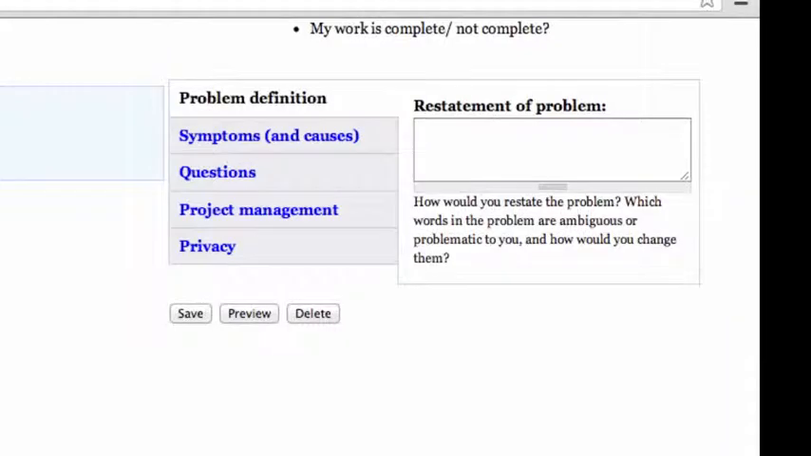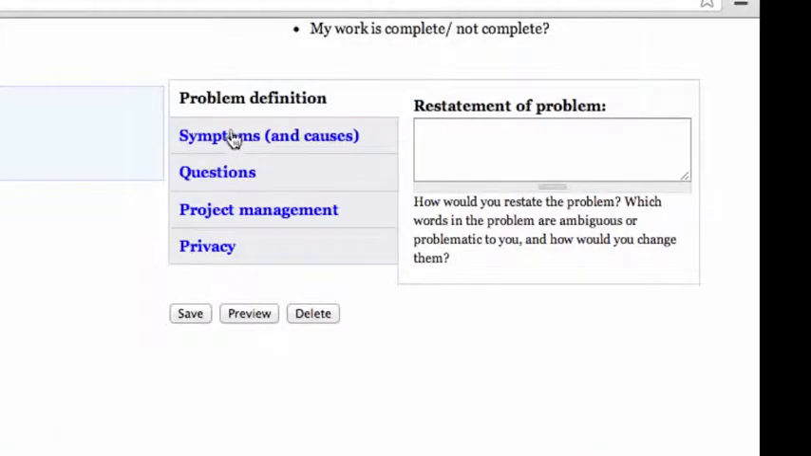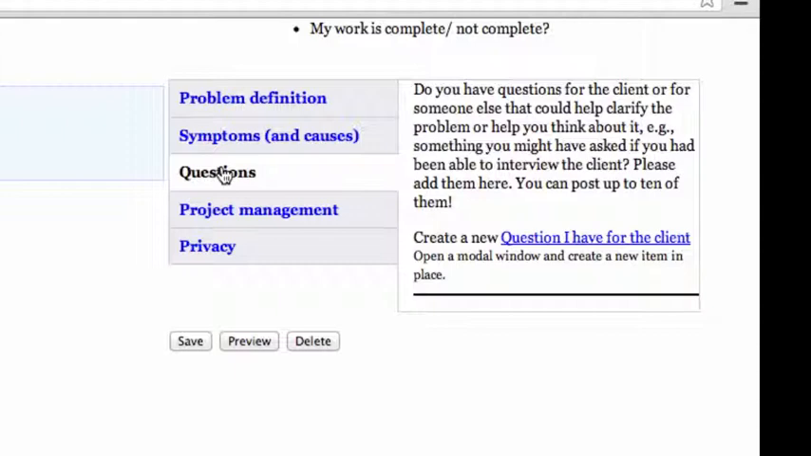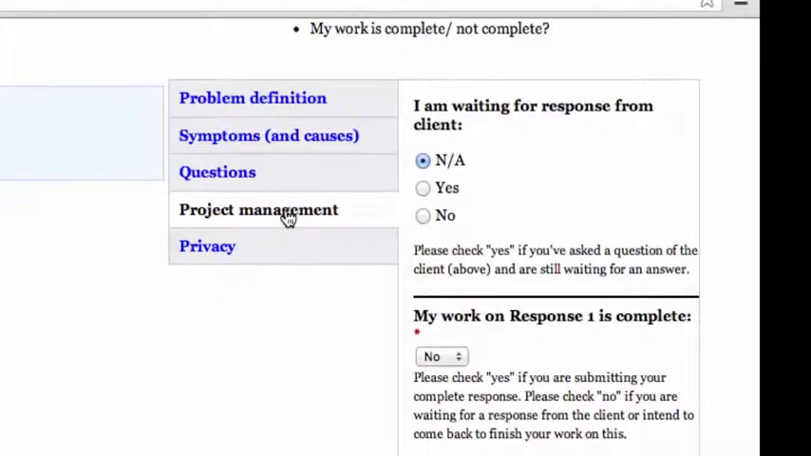As you flip through the data on the left, you can also begin to answer the questions on the right. In round 1, we ask you mostly to think about whether you understand the problem and about the symptoms that the problem owner has identified. You also have a chance to ask questions you'd like answered in order to clarify your understanding of the situation. And then we ask you to let us know if you have completed the work that you are doing on this phase.